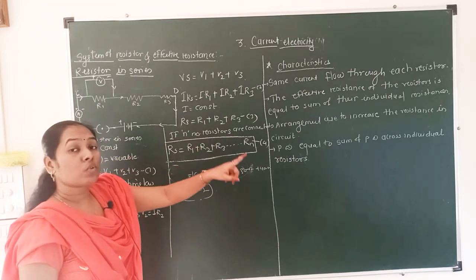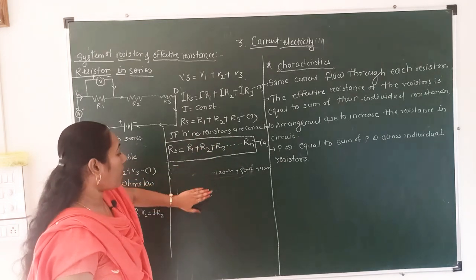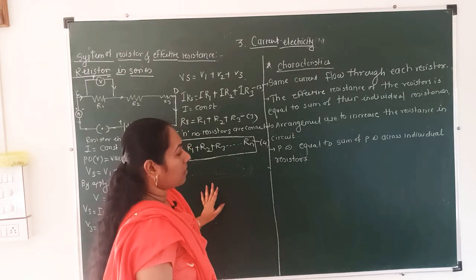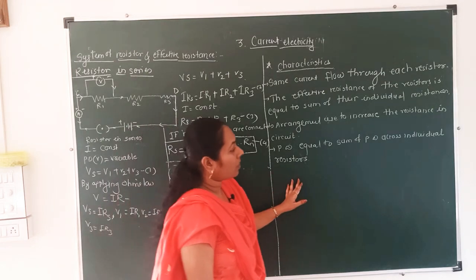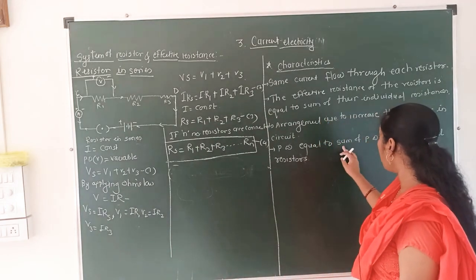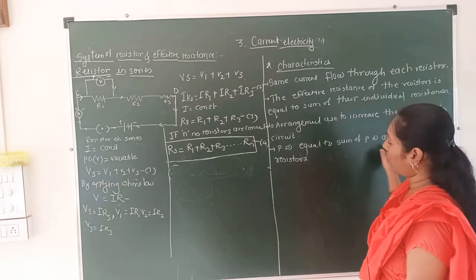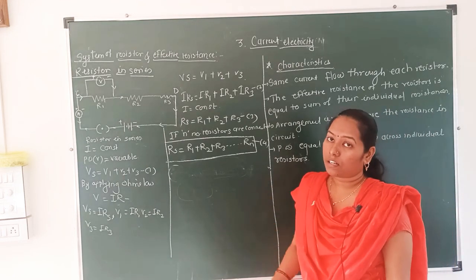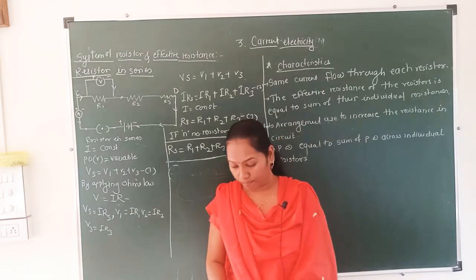A very important point: this arrangement is used to increase the resistance in circuits. And the last one is that the potential difference is equal to the sum of the potential differences across the individual resistances. This is all about resistors in series.